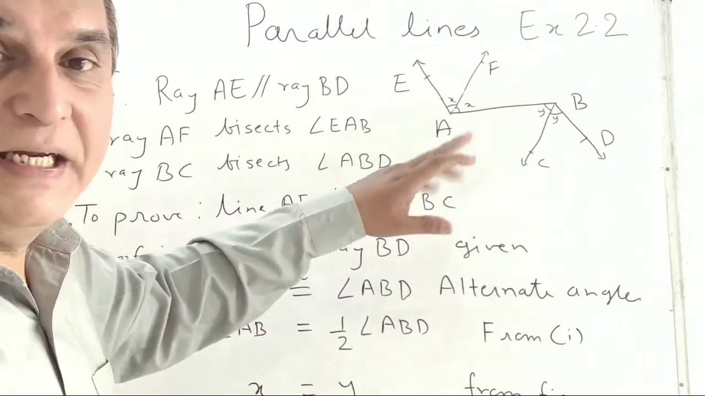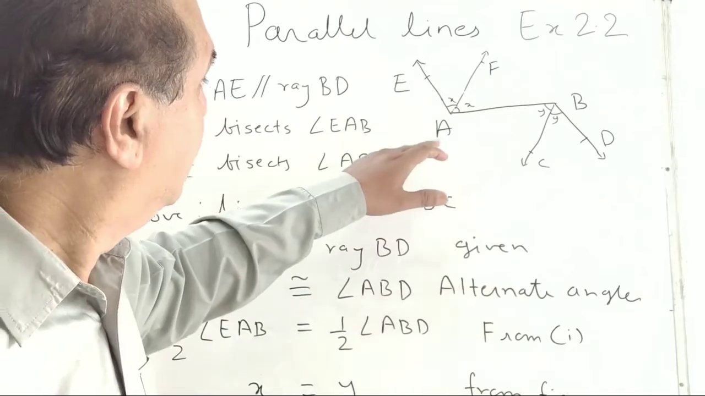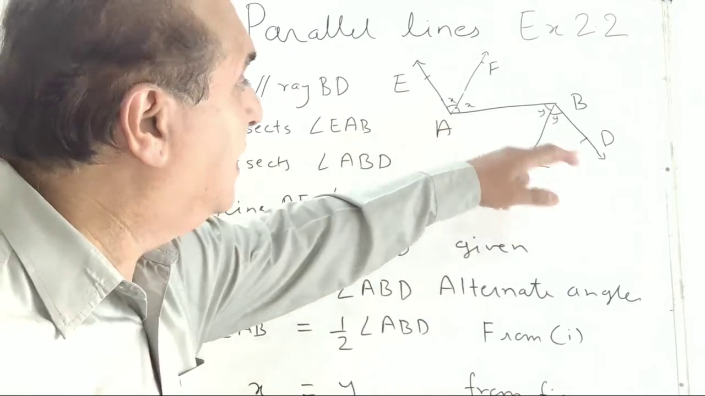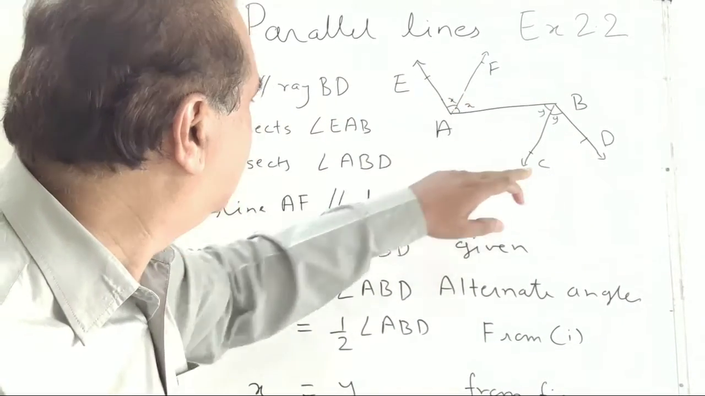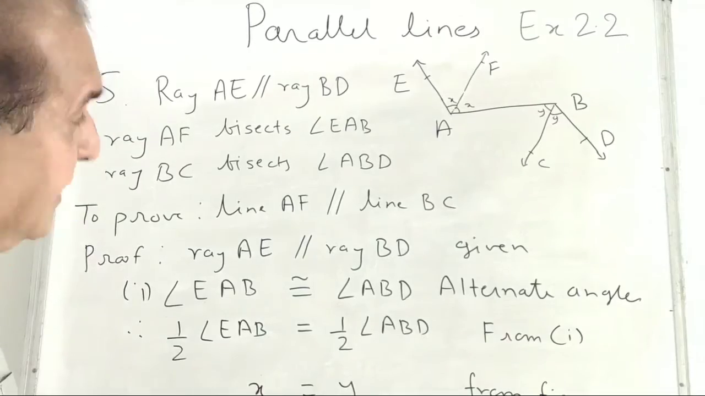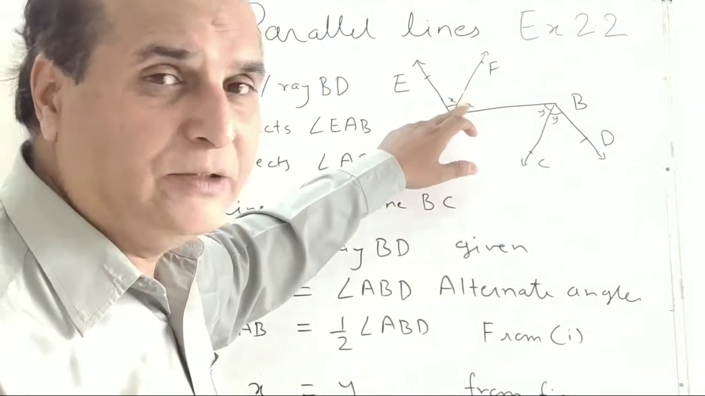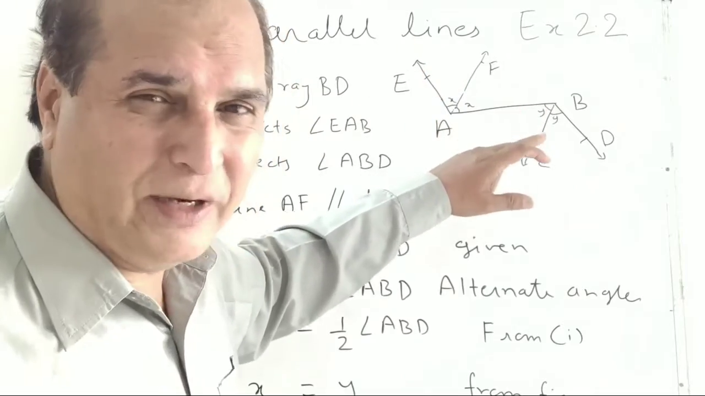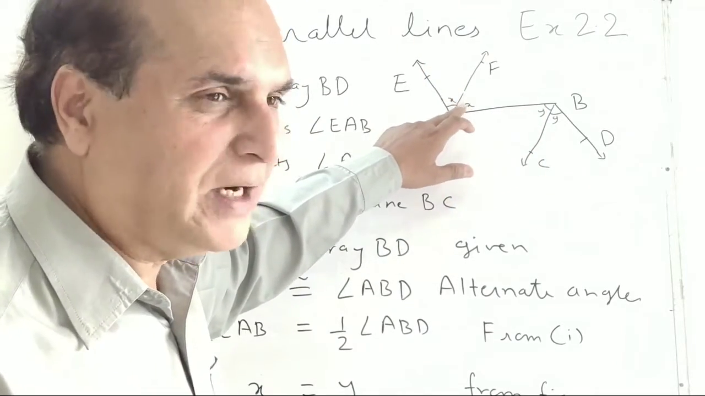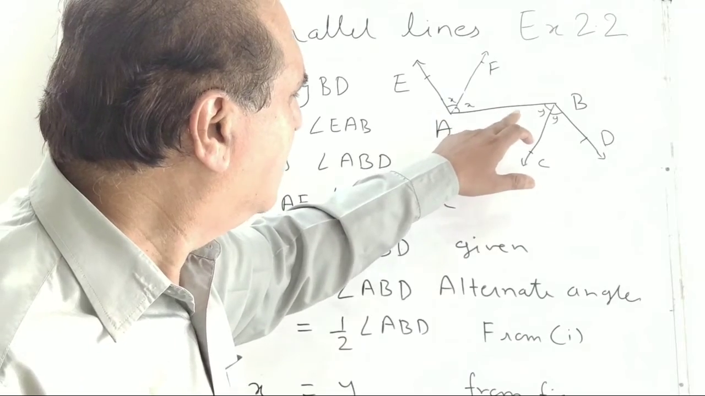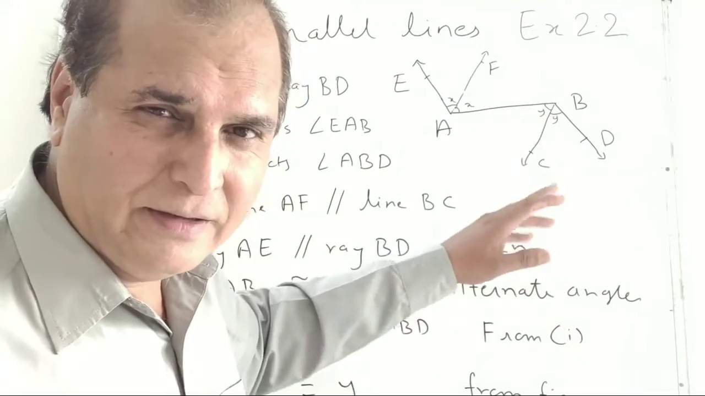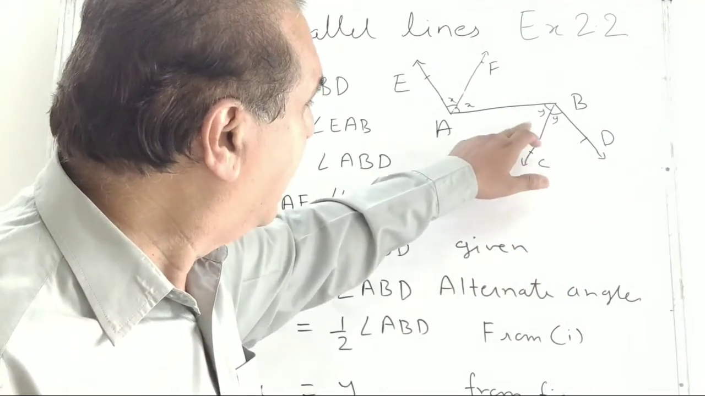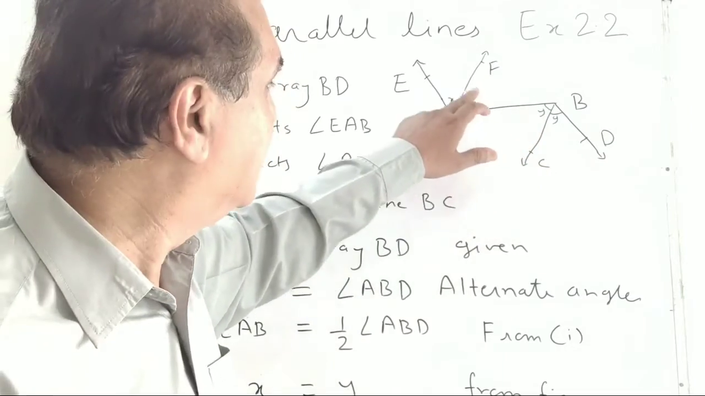We'll go ahead. Sum number 5. See, the figure is given. Understand the figure first. Ray AE is parallel to ray BD, given. Now ray AF and ray BC are angle bisectors. So this angle is divided into two halves, x and x. Total angle is 2x, half part is x, half part is x. This angle, angle ABD, is also divided into two parts, y. Total angle 2y, divided into exactly two halves. Two angle bisectors divide into equal angles.